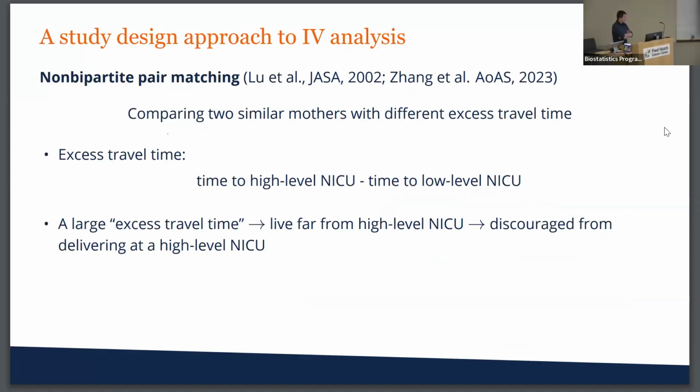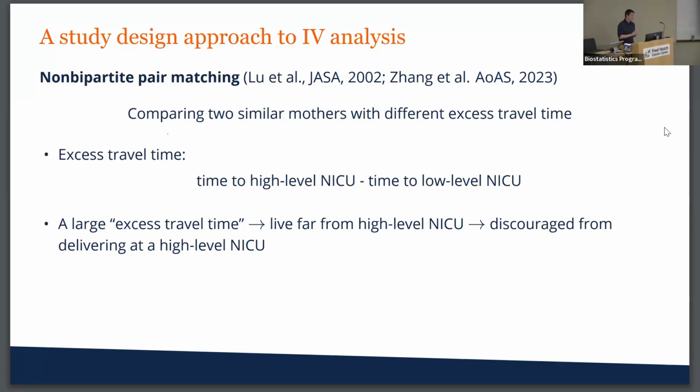So they adopted a study design. The idea is they compare two similar mothers, similar age, sex, race, ethnicity, etc., but with very different access travel time. Here, access travel time is defined as the time from their own zip code to the nearest high level NICU minus the time to the nearest low level NICU. So when I say a person has a large access travel time, this means this mother lives very far from a high level NICU, and so she is discouraged from delivering at a high level NICU.